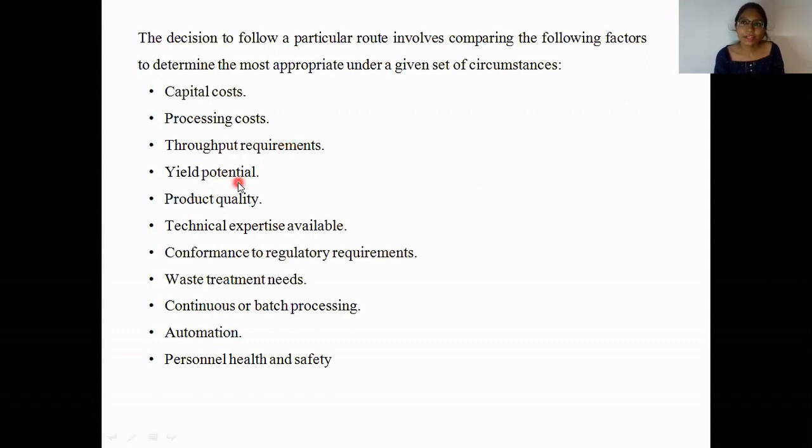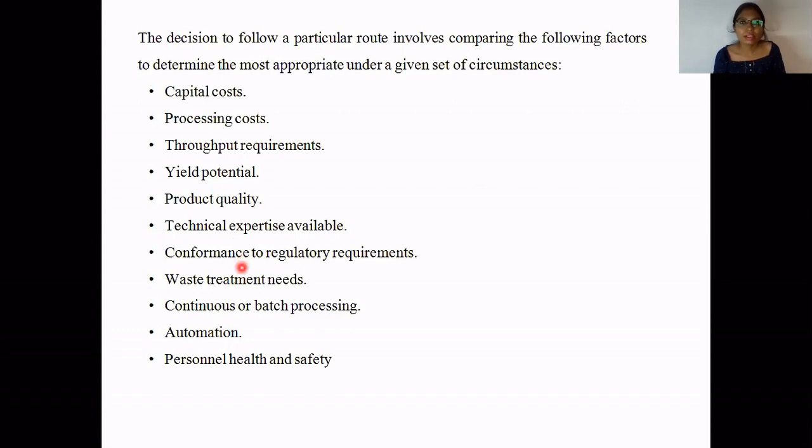The next is the yield potential, that is, how much product your microorganism is going to make. If the yield potential is very low, then you have to make some changes in the upstream processing so that the microorganisms make more product. Another one is product quality, which we already discussed. Then the next is the technical expertise available. If something happens to your fermenter or your automated system, you need some technical expertise and you also have to pay for it. So it also adds to the overall downstream processing cost.